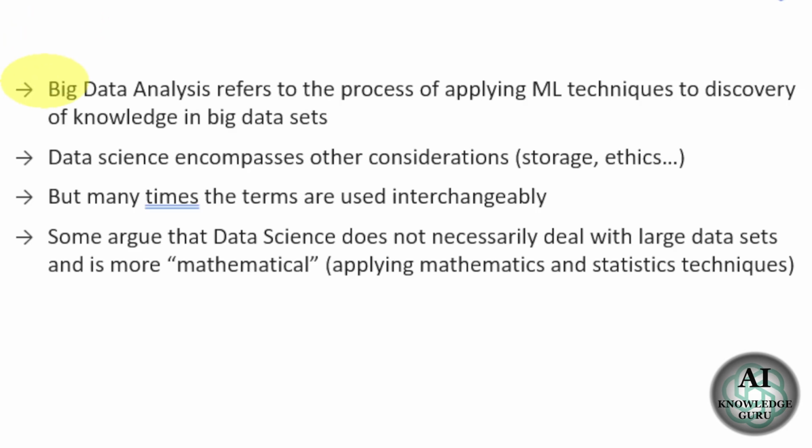Now, what is the difference between data science and big data analysis? Big data analysis refers to the process of applying machine learning techniques to the discovery of knowledge in big data sets. Data science encompasses other considerations, such as storage and ethics. But many times the terms are used interchangeably. Some argue that data science does not necessarily deal with large data sets and is more mathematical, applying mathematics and statistics techniques.